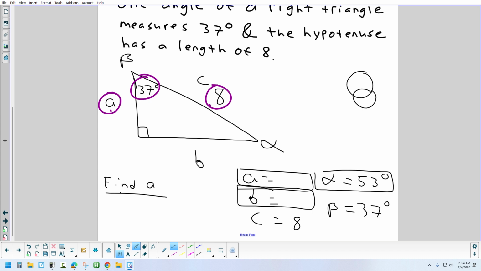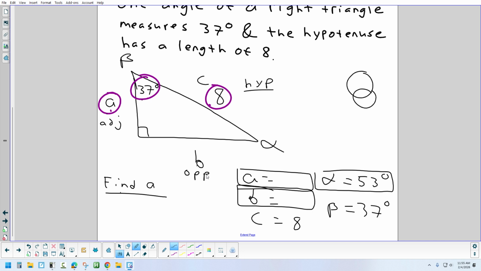What's the position of side C in this triangle? It's hypotenuse. And what's the position of side A relative to 37? This is adjacent. And we don't need it yet, but we will when we finish it in a minute. What's the position of side B? That is opposite. Okay. So don't worry about B yet.